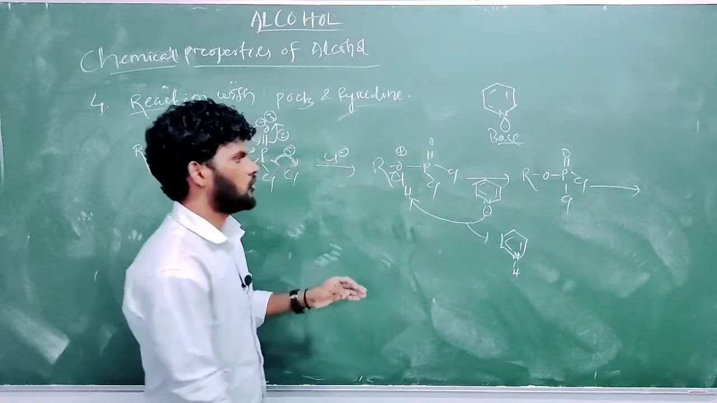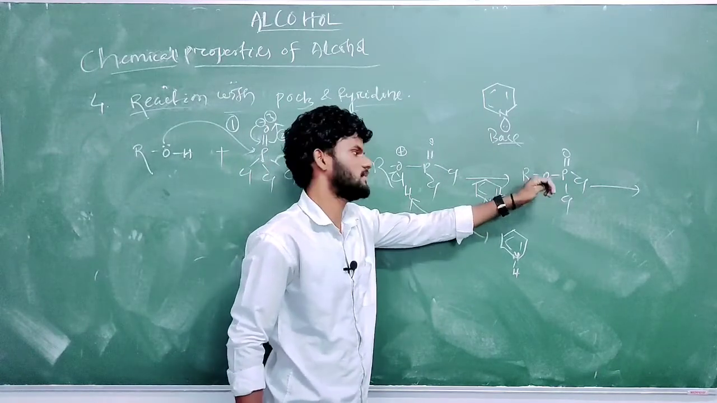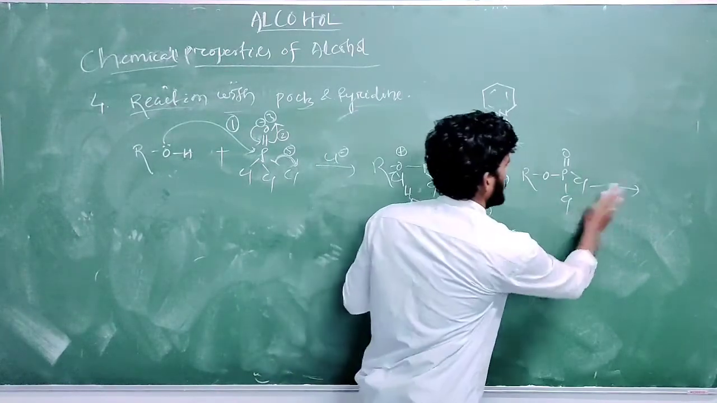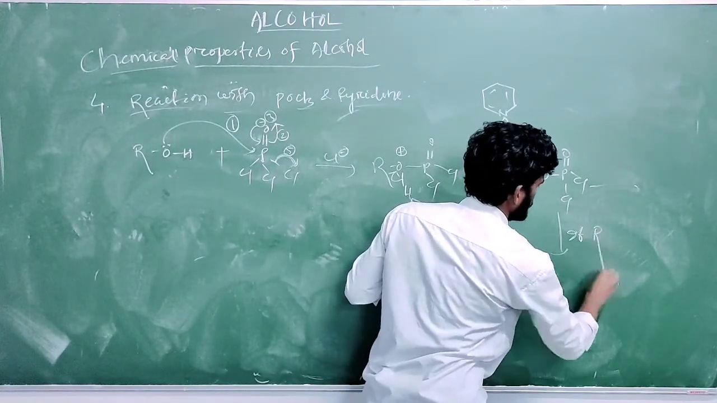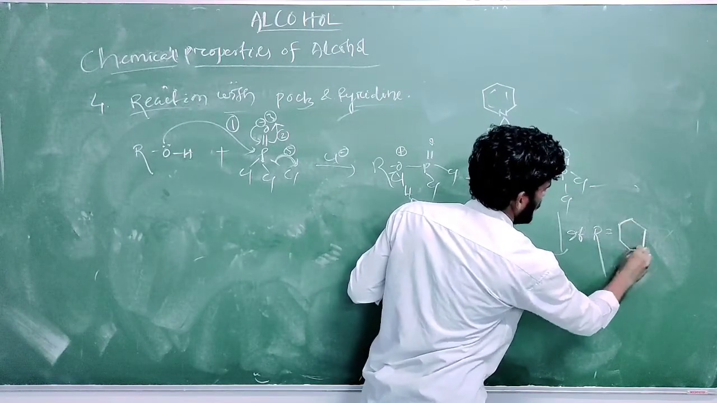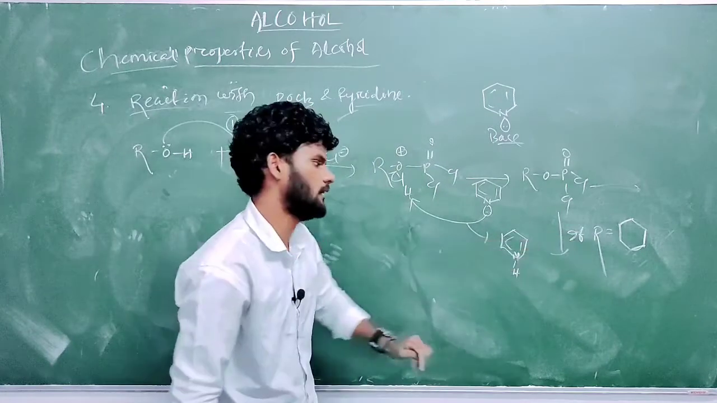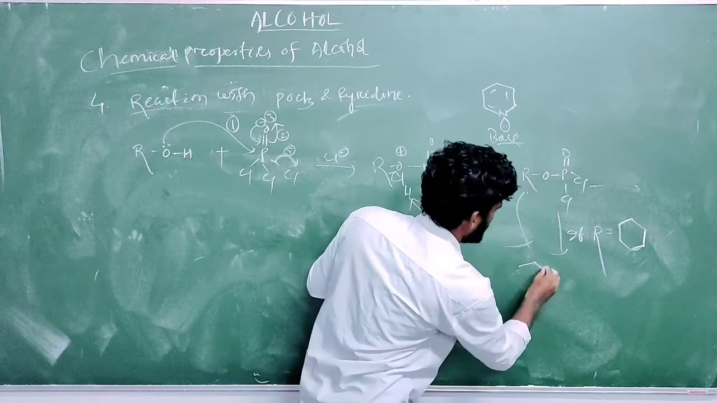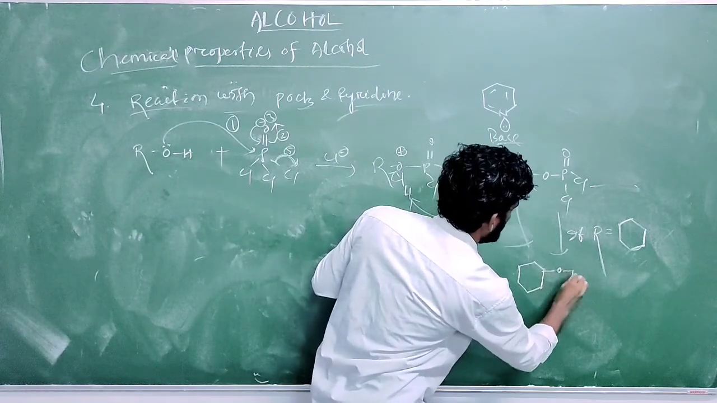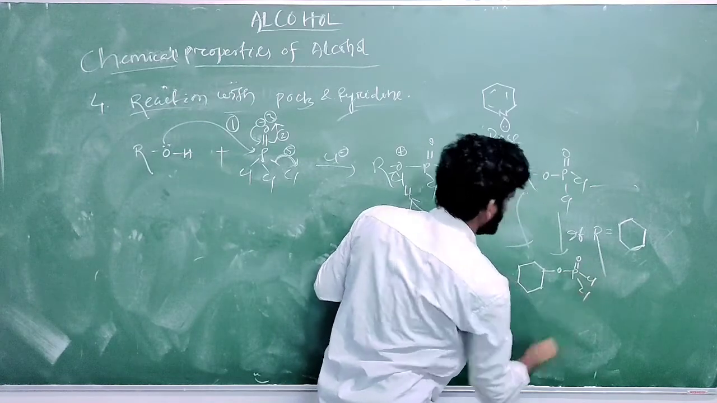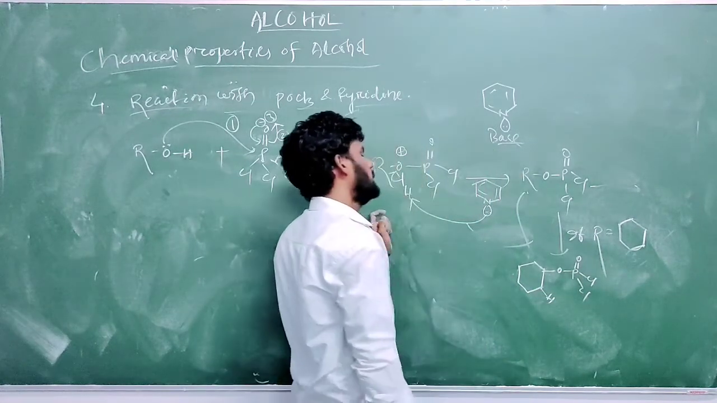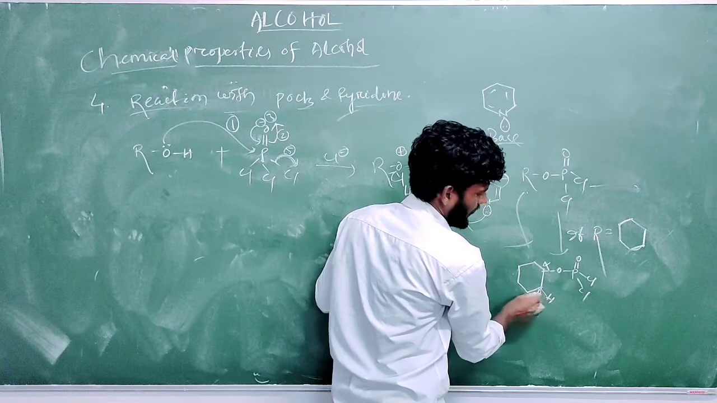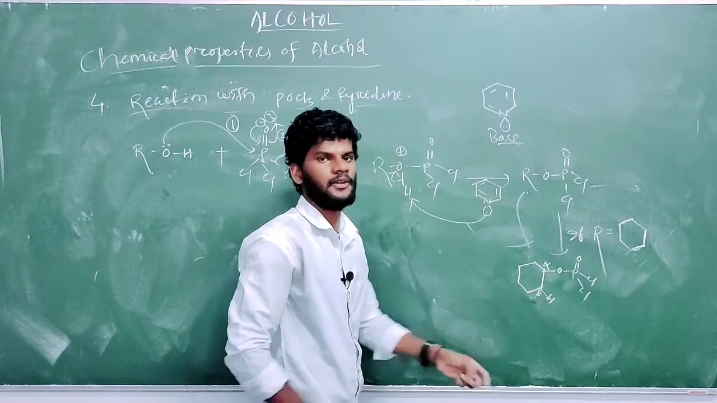Let us suppose this R group, I said it is a hydrocarbon. Let us take this hydrocarbon as cyclohexane. If the R group is cyclohexane, the structure, all of you know, is a 6-member cyclic ring. If the R group is this, how will this product be written? O P O Cl Cl. Here is one hydrogen. This hydrogen is known as which hydrogen? Beta hydrogen. This is the alpha carbon, this is the beta carbon. The hydrogen atom attached to the beta carbon is known as beta hydrogen.